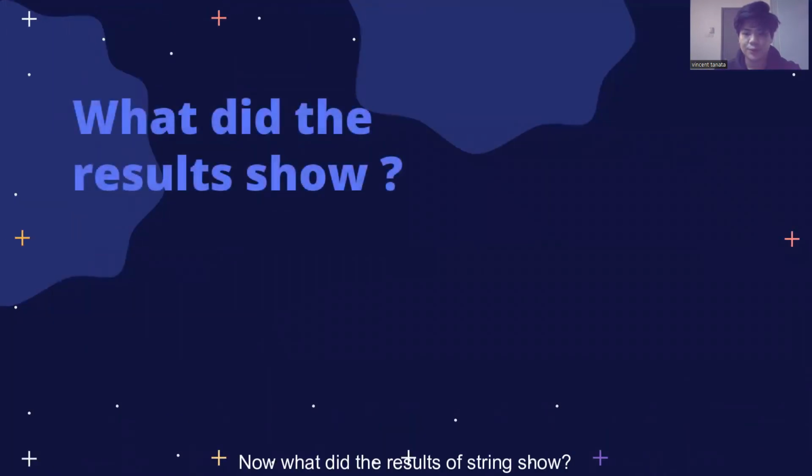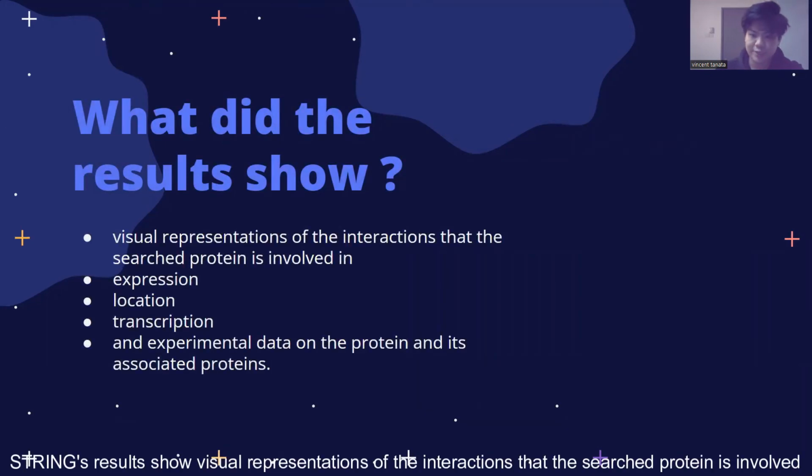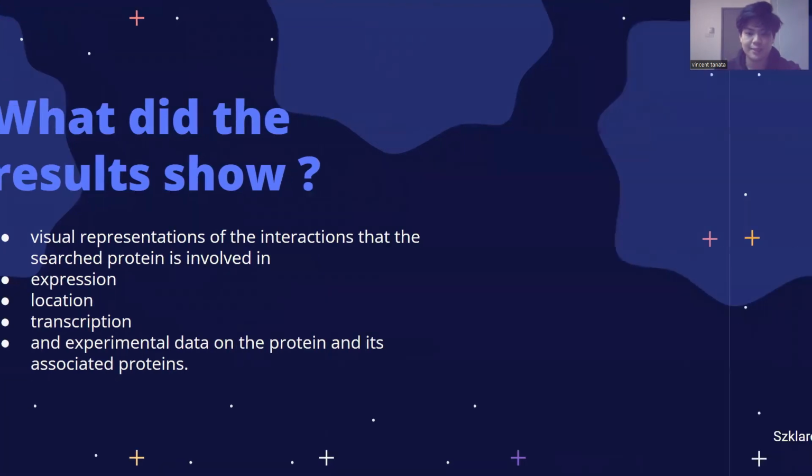Now, what do the results of STRING show? STRING results show a visual representation of the interactions that the searched protein is involved in, along with expression, location, transcription, and experimental data on the protein and its associated proteins.